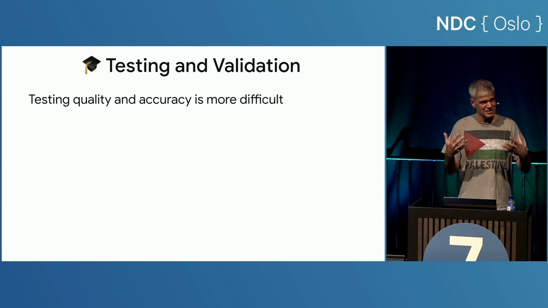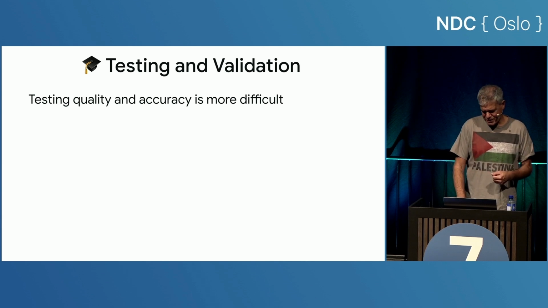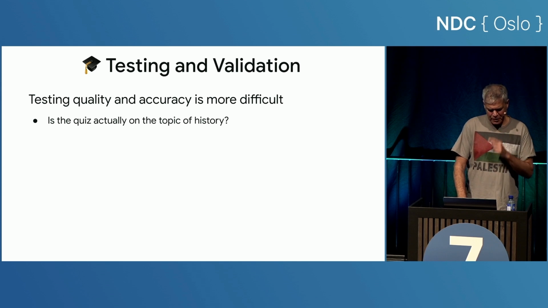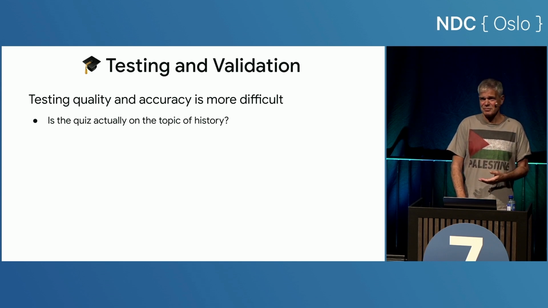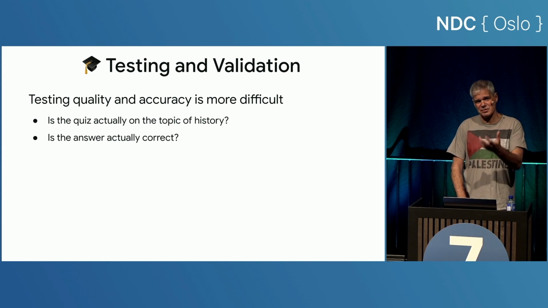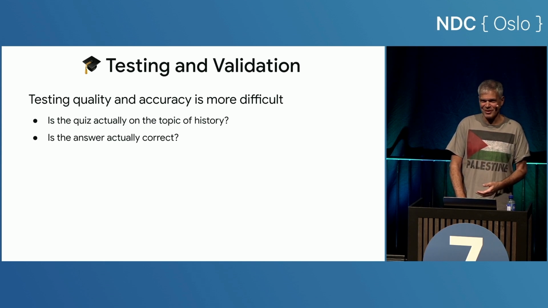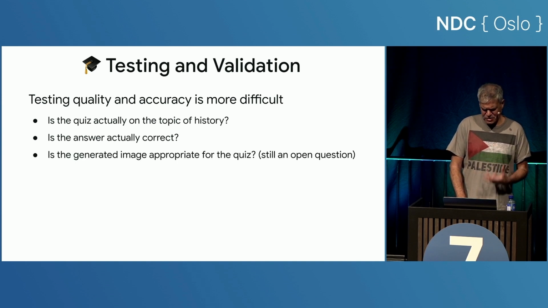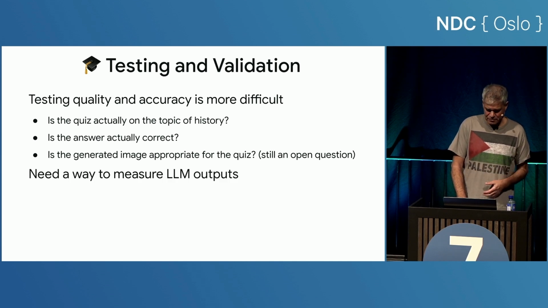But then there's a semantic question. Is this a good quiz? Is this an accurate quiz? And that's much more difficult to check. For example, the person entered history. Is this quiz actually about history? Is the answer it tells me is correct actually correct? We saw a case, or maybe more, where it failed. And we want to understand how to tell if that's happening. Is the generated image appropriate for this quiz? That's an even harder problem, which we haven't, frankly, tried to solve yet.